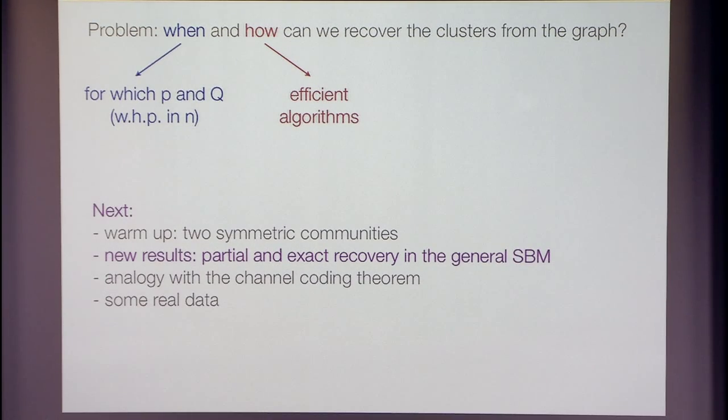So the next slides are about first the warm-up, the case of two symmetric communities, which is already pretty hard and got a lot of work on. Then new results about partial and exact recovery in the general SBM, and that's the model I defined just before. And I'll motivate and try to explain how I think this is really closely related to the channel coding theorem. And then since there's big data in the title of the workshop, I'll try to show you at least one case of how this fits on real data.